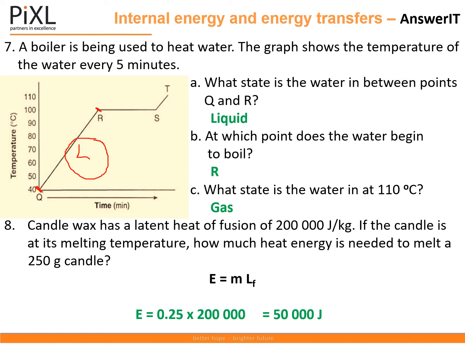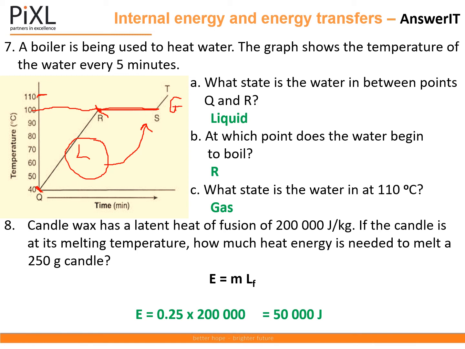At which point does the water begin to boil? So we know that water has a boiling point of 100 degrees Celsius, and we know that because the graph has flatlined, which means that is the point of specific latent heat of vaporization. Now, what state is the water in at 110 degrees Celsius? We know that from a liquid, the next change of state up would be for it to go into a gas.